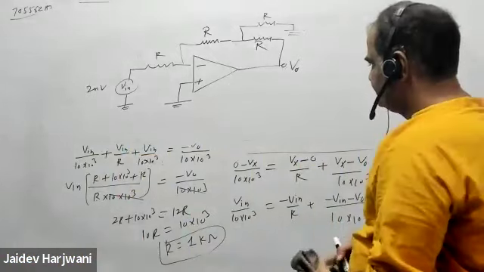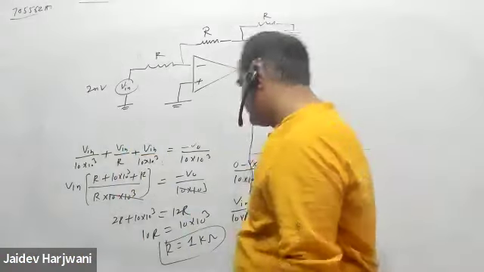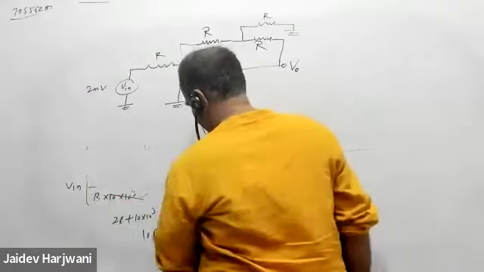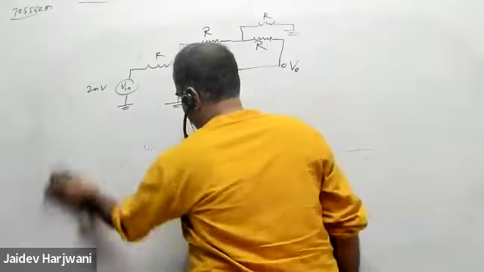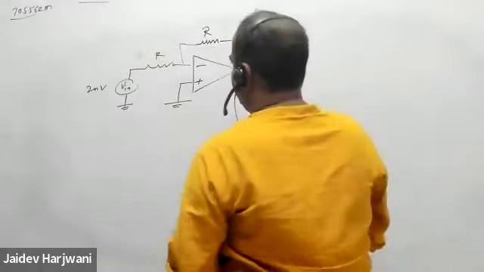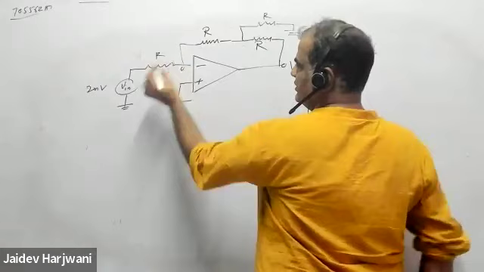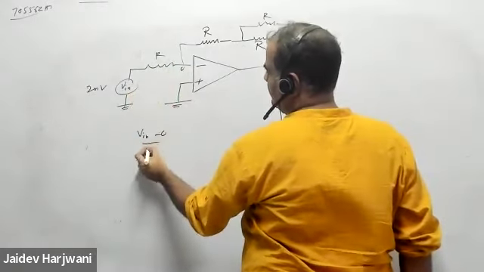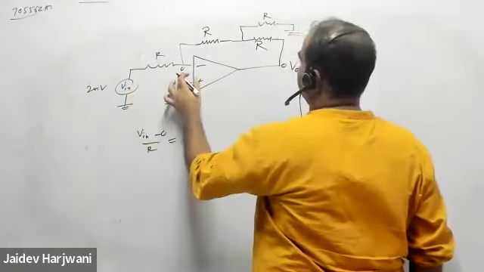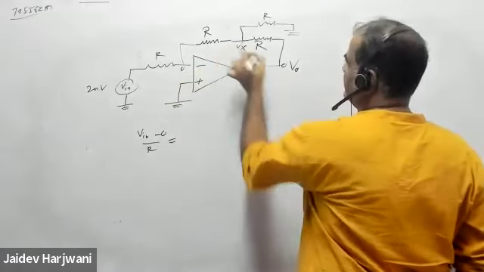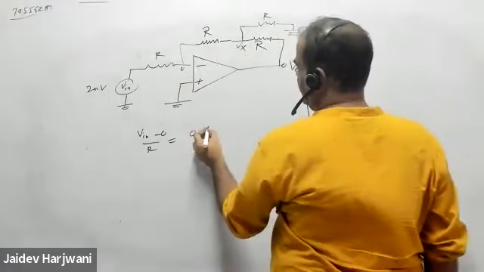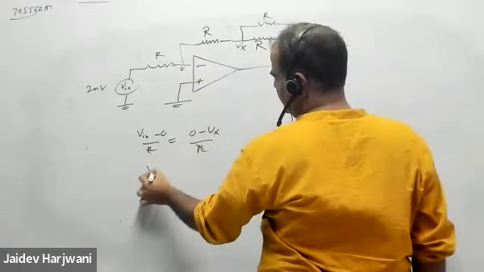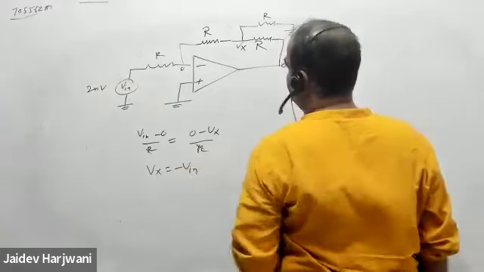Is it 6 millivolt? 6 millivolt, yes. Minus 6. Yes, sir. That's correct. So again, this is 0, so this is 0. So I can write directly V input minus 0 upon R is equal to 0 minus Vx upon R. Again, here Vx is equal to minus V input, same thing.